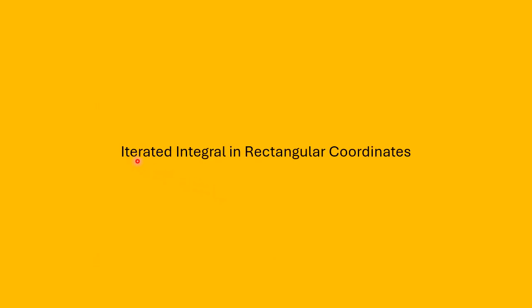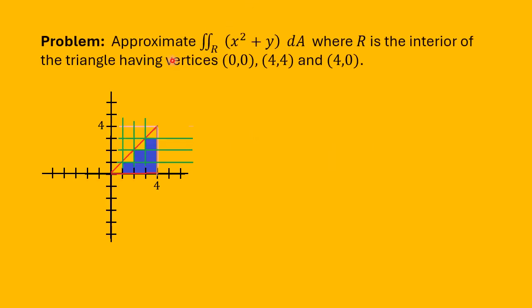So now let's look first at an iterated integral in rectangular coordinates. Let's consider the following problem. Approximate the double integral over R of x squared plus y dA, where R is the interior of the triangle having vertices, if we look over here, 0, 0, which is right here, 4, 4, which is up here, and 4, 0, which is here. We will approximate this double integral using a Riemann sum.